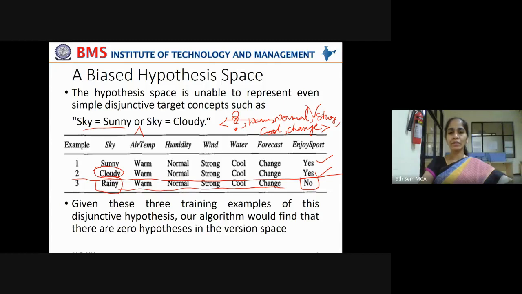Are you there, students? Give me the answer. With what label does it predict this third example, based on the specific hypothesis learned till the two training examples?